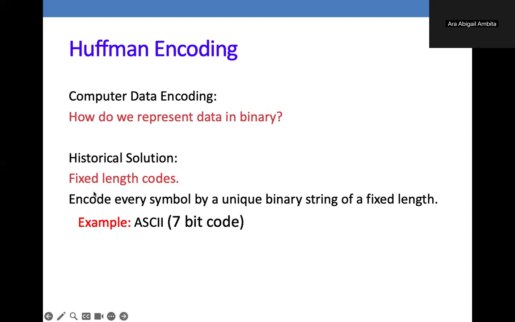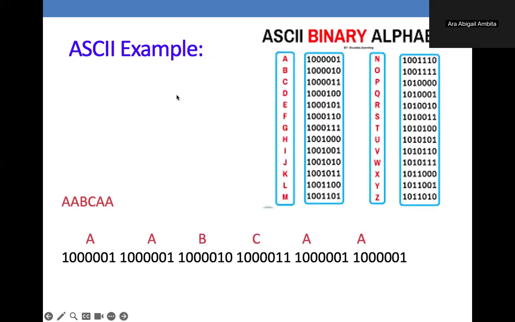For example, if we have ASCII, every character that we have is represented by a 7-bit code. This is an example. If we have the alphabet or the characters A up to Z, each of the characters is represented by 7 bits. And if we have a string AABCAA, this is how it would be represented in binary. We just create a mapping of the character with this list. So that's very easy to trace.